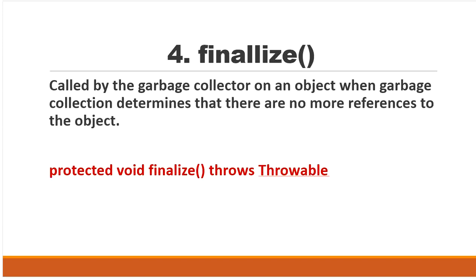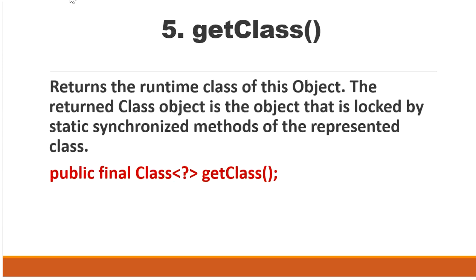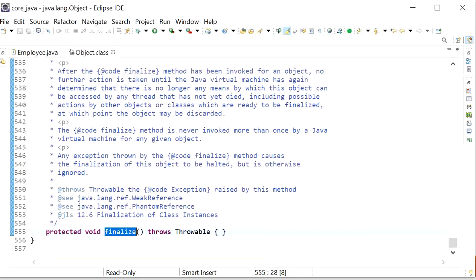And the next one is getClass, and it returns the runtime class of this object, and the returned class object is the object that is locked by the static synchronized method of the represented class. And this is the signature: public final Class getClass. And this method returns the runtime class definition of the object, and the runtime object type we can check here.